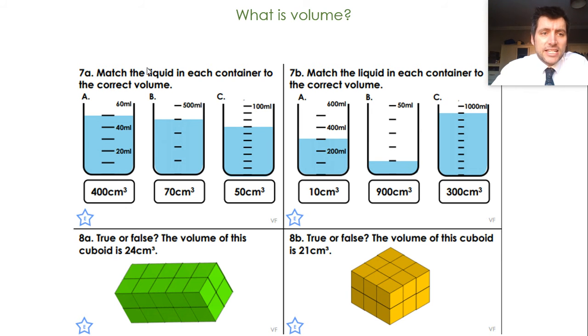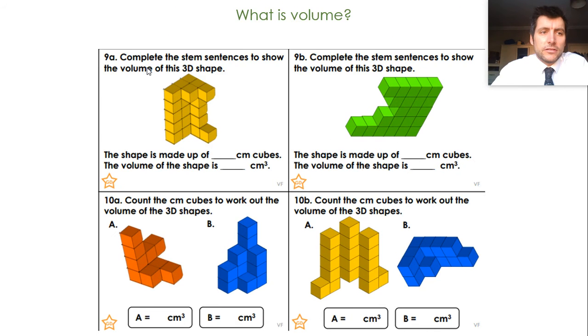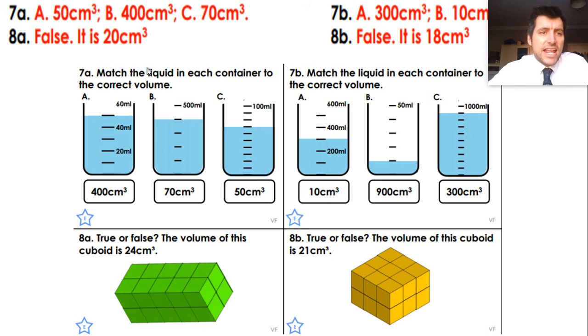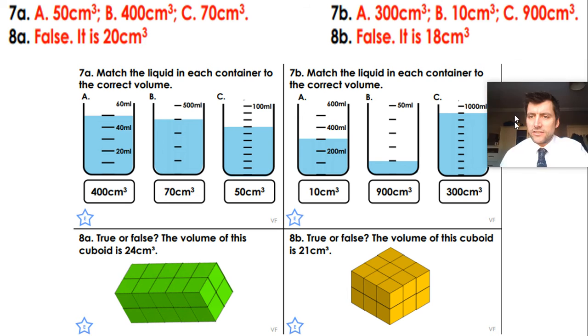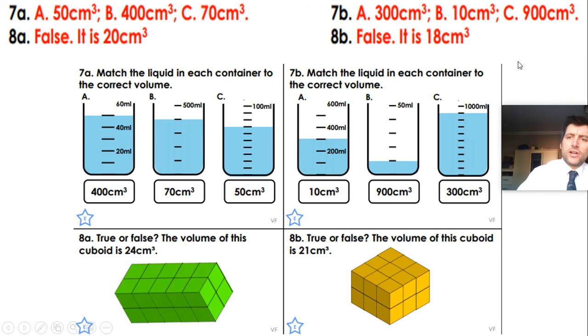So looking now, 7A. So A is 50 centimeters cubed because 50 milliliters is the same as that. 400 centimeters cubed for B and 70 centimeters cubed for C. Move Mr. Spring's face out of the way so we can look at the answers for 7B. 300 centimeters cubed for 300 milliliters. B is 10 centimeters cubed because it's 10 milliliters, and C is 900 centimeters cubed because it's 900 milliliters.